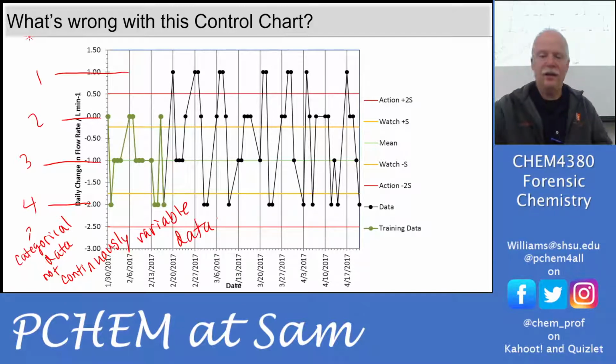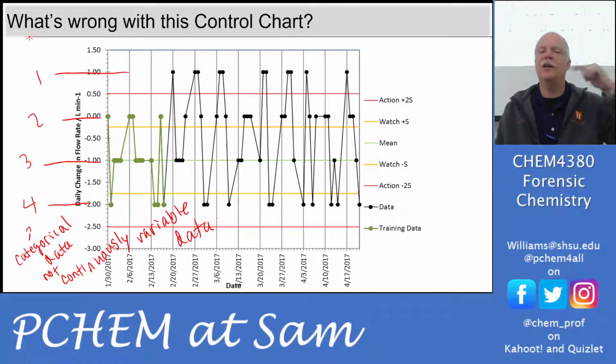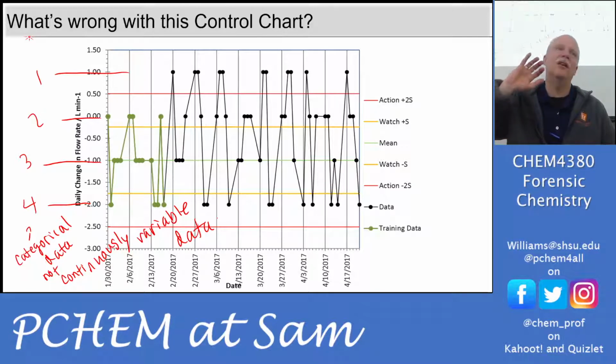Now flow rate. I mean, the idea of flow rate is continuously variable, right? It could be any kind of liters per minute, but whatever system we're using to measure it has got a problem, and it's only reporting out +1, 0, -1, and -2. So it's almost like a rounding error or a digitization error. So it's not that flow rate is somehow categorical. It's our measurement system. So this is a problem with our measurement system. It's not producing continuously variable data. So you need to look at the data itself to see if it's continuously variable.